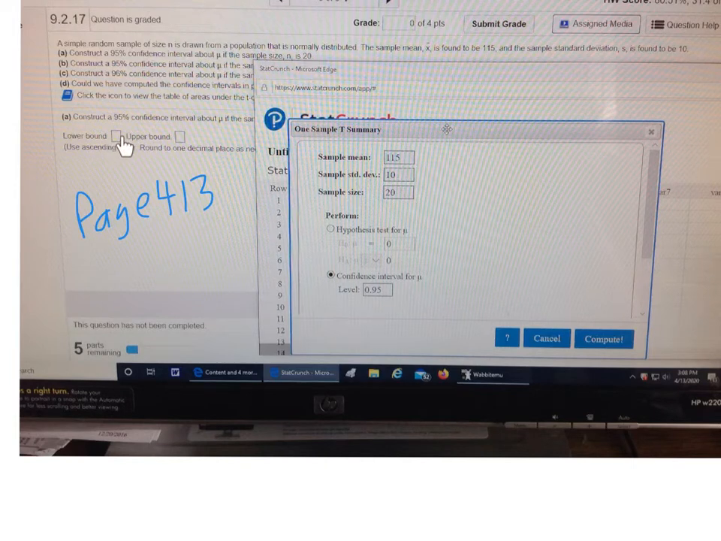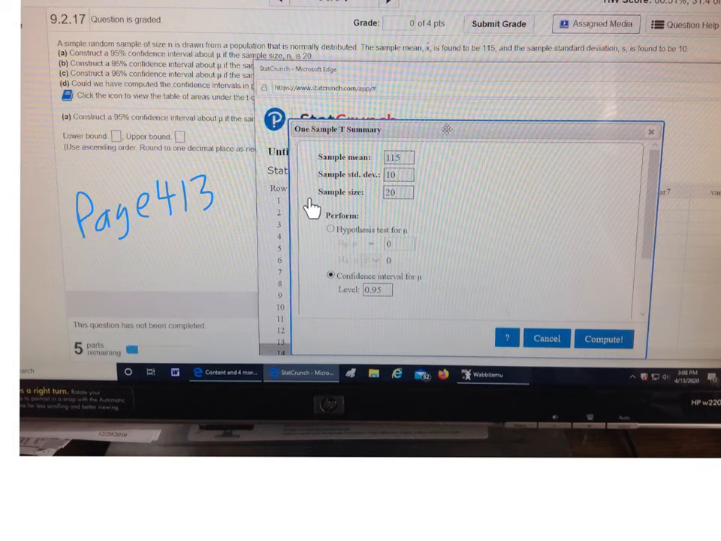Okay, and so they want the lower and upper bounds. You can do this by hand using the formula. I guess it's given on page 410, or if you go to 413, they give you technology step-by-step instructions for both the calculator and StatCrunch. I tend to go to StatCrunch, so that's what I have up here. I'm looking on page 413.